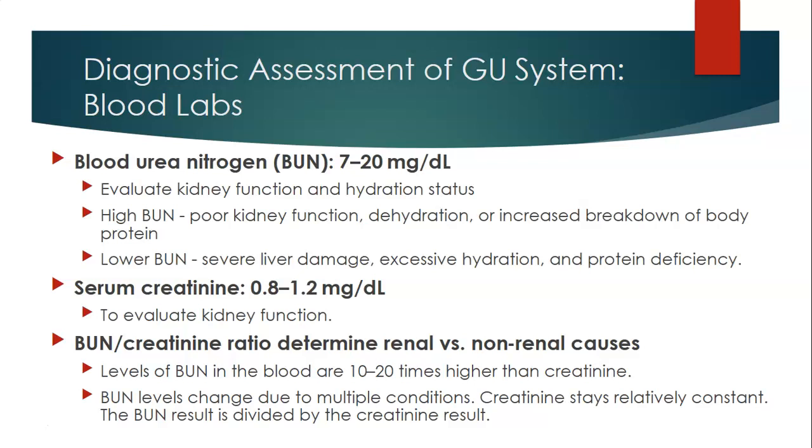More importantly than these two numbers on their own is going to be the BUN creatinine ratio. This will help to distinguish between renal causes and non-renal causes of abnormal values. Levels of BUN in the blood are generally going to be 10 to 20 times higher than creatinine. BUN levels can change due to multiple conditions, whereas creatinine will stay relatively constant. So the BUN result should be divided by the creatinine result.